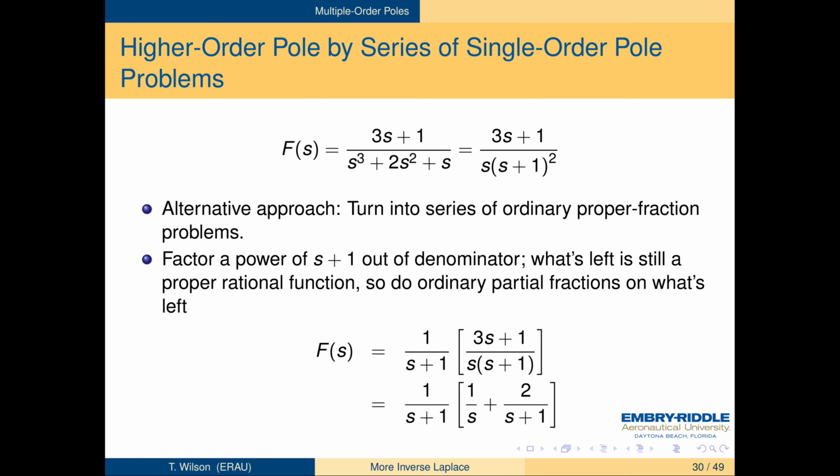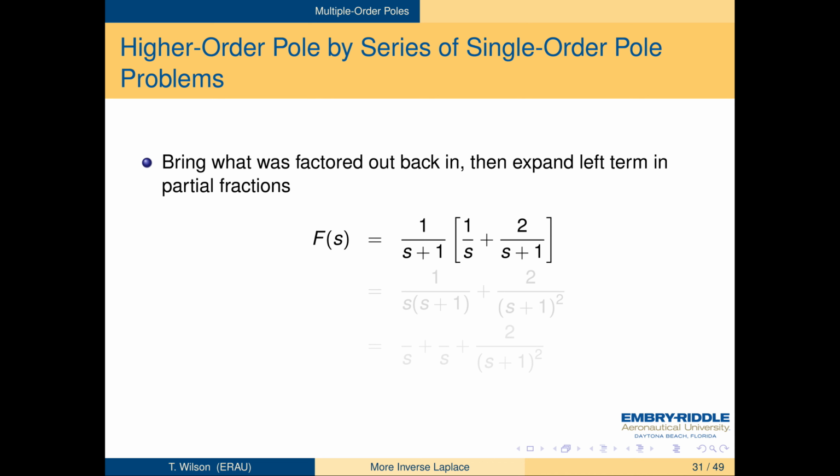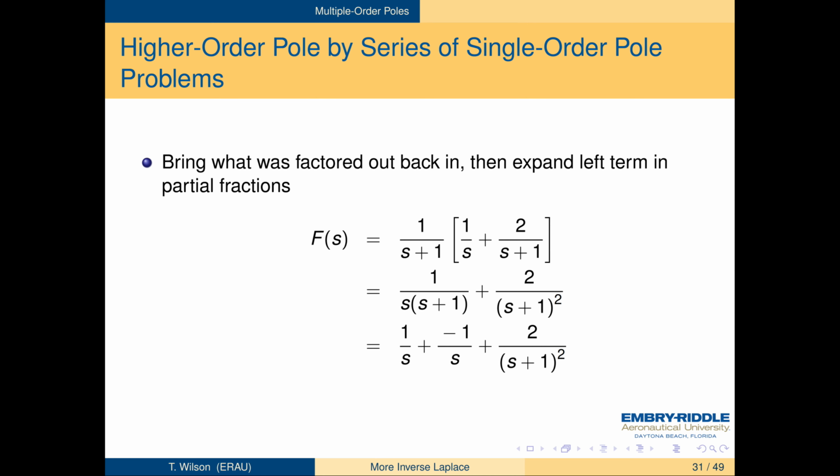We then bring what we factored out of the denominator back in. The s times s plus 1 term gives us another expression suitable for partial fractions, and the 2 over s plus 1 squared term is fine as it is. Doing cover up again, this time on 1 over s times s plus 1, we find that the weight of 1 over s is 1, and the weight of 1 over s plus 1 is minus 1. That should be a 1 over s plus 1 in the slide.